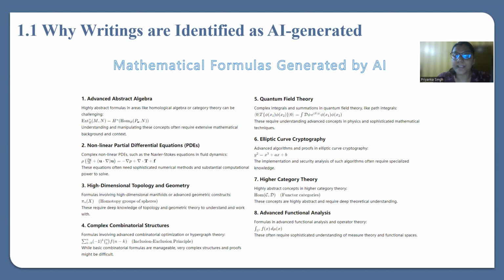Next, we will look at AI-generated mathematical formulas. Here, we list complex mathematical areas where AI might generate content. While AI can help, it often lacks the nuanced understanding of human learning. So always verify AI-generated formulas for accuracy and consistency.